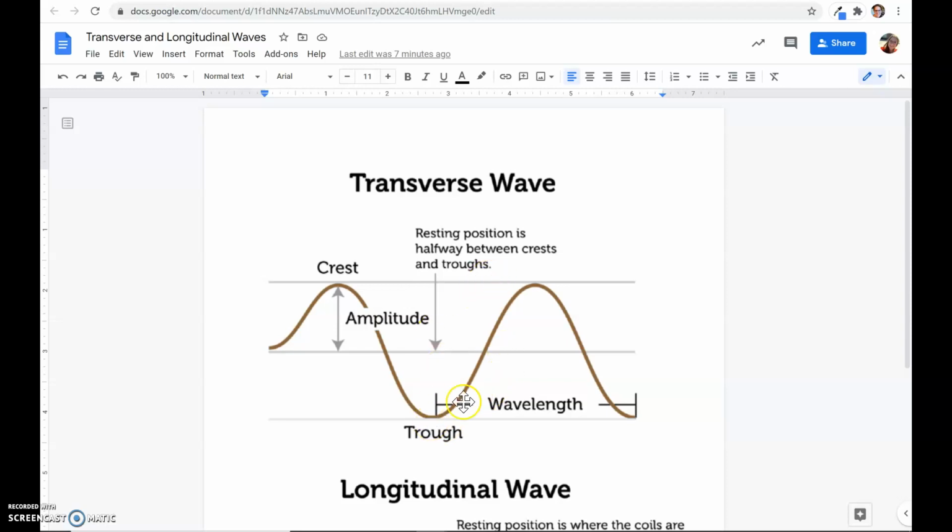And you measure the wavelength from trough to trough or from crest to crest. Okay, so amplitude is the height, and wavelength is the distance between our waves. So the distance between our troughs or crests and crests.